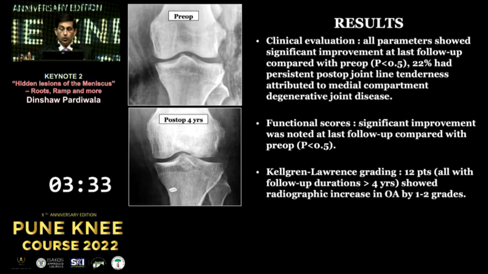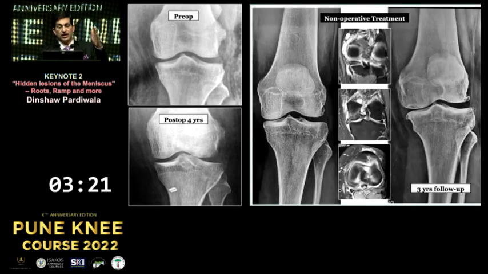We saw 12 patients who had radiographic increase in their OA by 1 or 2 grades. And you can see in this patient, at 4 years too, we don't have any significant changes. But compare this to if we had not done it, and we had quite a few patients who didn't undergo root repairs.